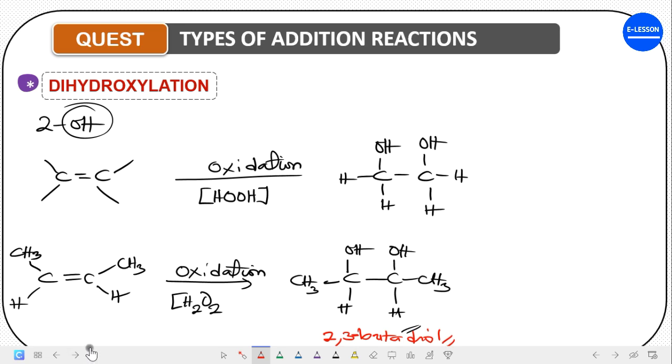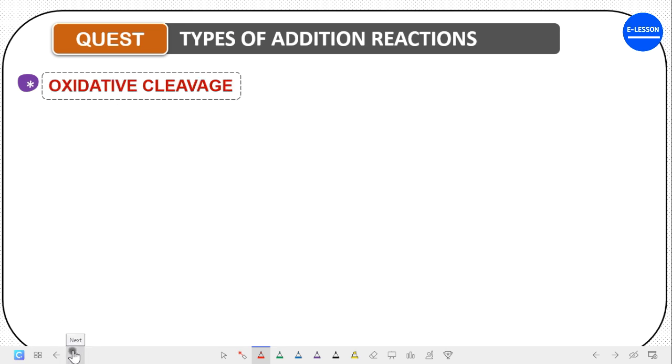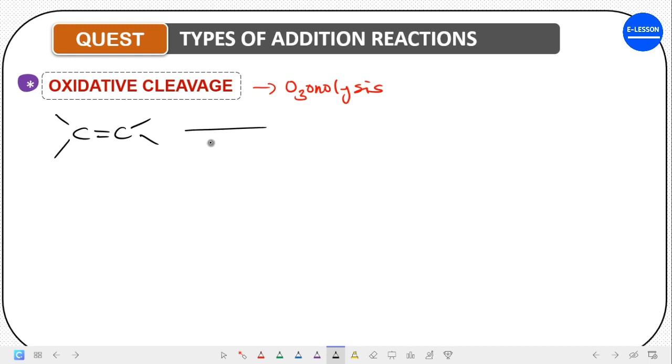Now the next one we are going to look at is oxidative cleavage. Are you getting it? Now, oxidative cleavage is called ozonolysis. Now, what happens in ozonolysis? Look at it. If you are given an alkene, like this is an alkene. Are you getting it? And then you react it with ozone, O3. Oxidation reaction. What do you think will happen? This double bond will split.